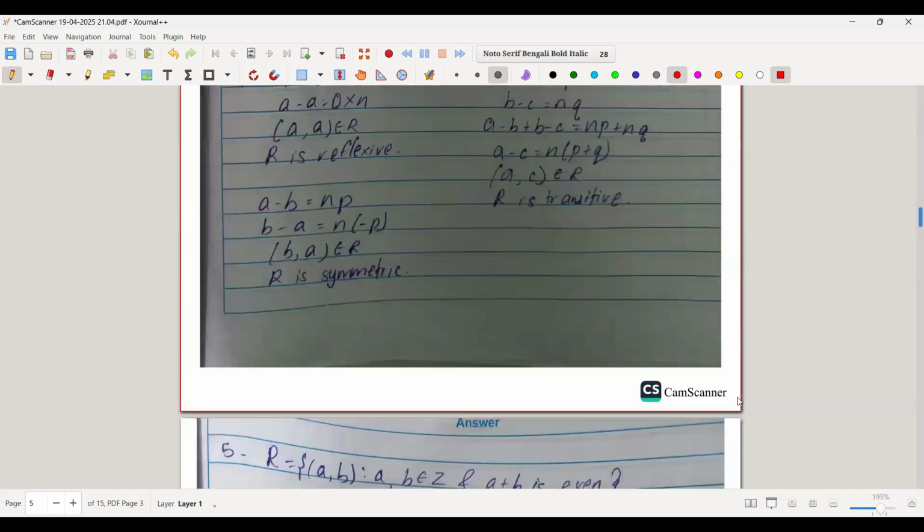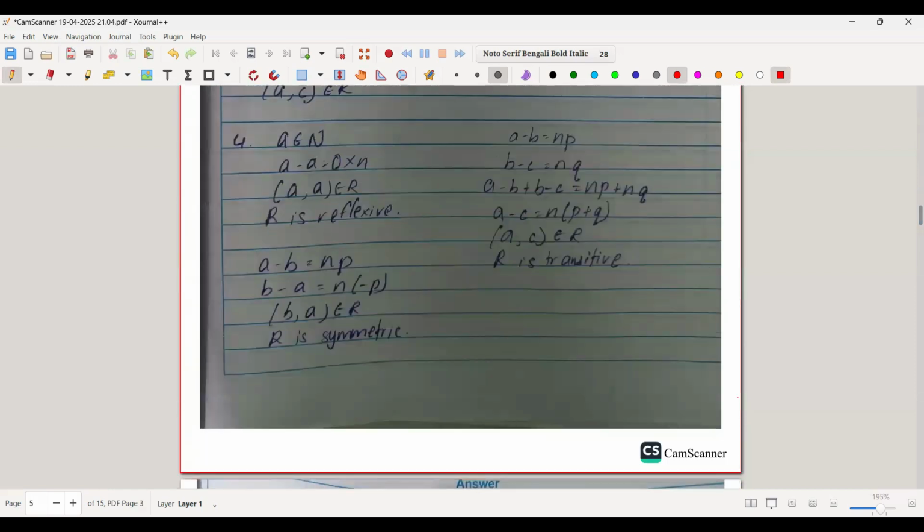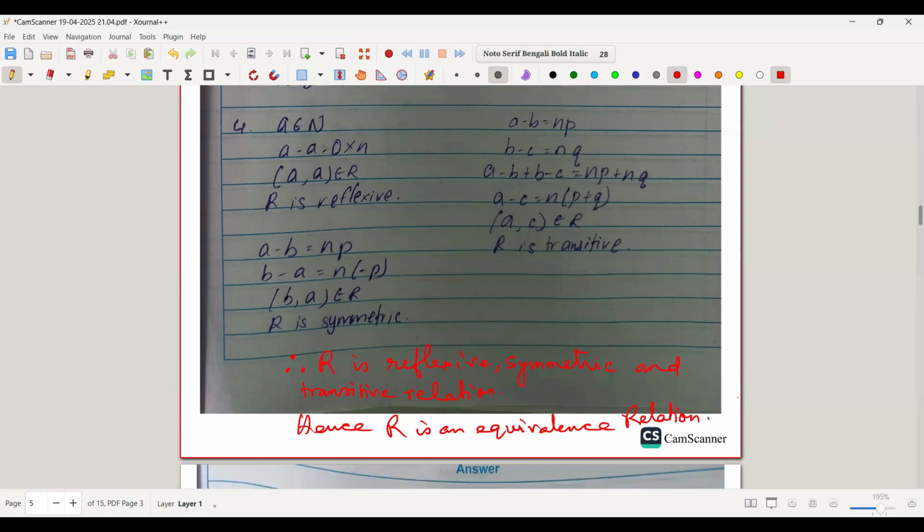Yes, these all are the same problem, and at the end you have to write R is a reflexive, symmetric, and transitive relation. Hence, R is an equivalence relation. Okay, you have to write this at the end.